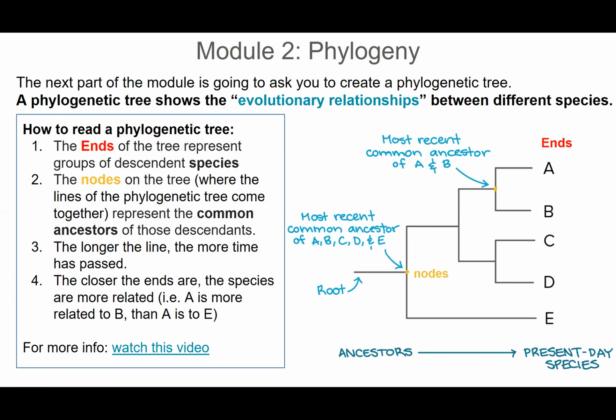Okay, that wouldn't happen. Now, this part right here is the most common ancestor for these 2. This would be the most common ancestor for these 4. And this is the most common ancestor for all of them, okay? If you're comparing all of them, that would be the most common ancestor. These are the nodes, and that's where the lines of the phylogenetic tree come together. And again, they represent the common ancestors, okay? So up to this point, they would be the same, and then at that point, they become different, okay?